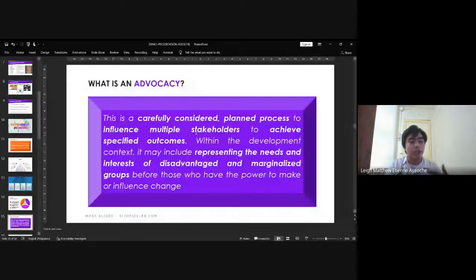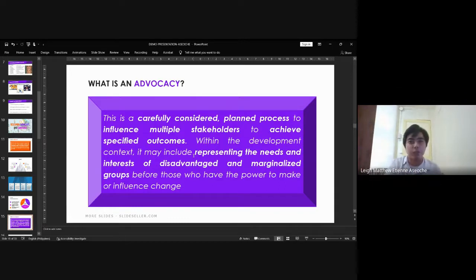Now, when you do an advocacy, you cannot just do it on your whim. Like you just think of something like, okay, let's do this, let's do that. You have to plan it out because you are trying to convince different people to help you achieve a certain something. Also, an advocacy is representing the needs or the interests of those who are unable to speak for themselves.